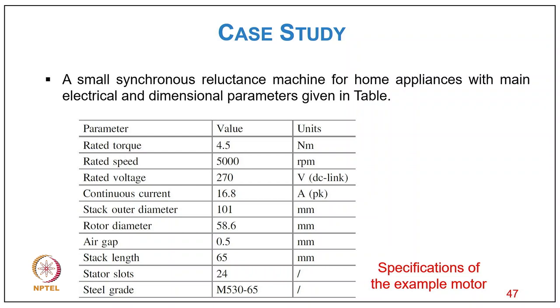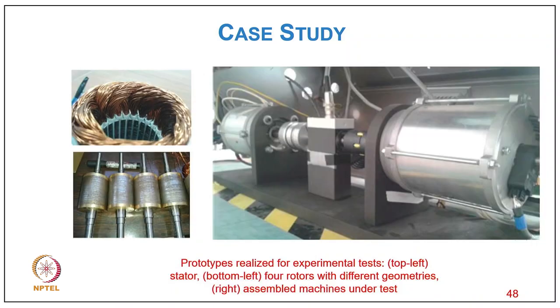So, a small synchronous reluctance machine for home appliances, with the main electrical and dimensional parameters given in the table here, with a rated torque of 4.5 Newton meters and rated speed of 5000 rpm, with a voltage of 270 volt DC link, continuous current 16.8 ampere peak, and remaining with stator diameter 101 mm, rotor diameter 58.6 mm, air gap 0.5 mm, stack length 65 mm, 24 stator slots and steel grade M530-65. And you can see the prototype realized for experimental tests of stator or rotor with different geometry, assembled with the one under test.